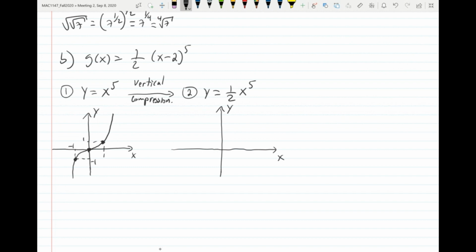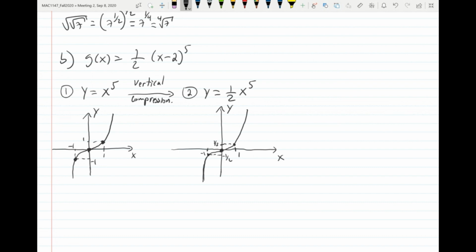So for example, (0, 0) stays there. Now the point (1, 1): the x value stays at 1, but now the y value, instead of being 1, is going to be 1/2, because we need to multiply by a half. So the y value goes down here, and then here it will be -1/2. So it got closer to the x-axis. We took the picture and we did a vertical compression.